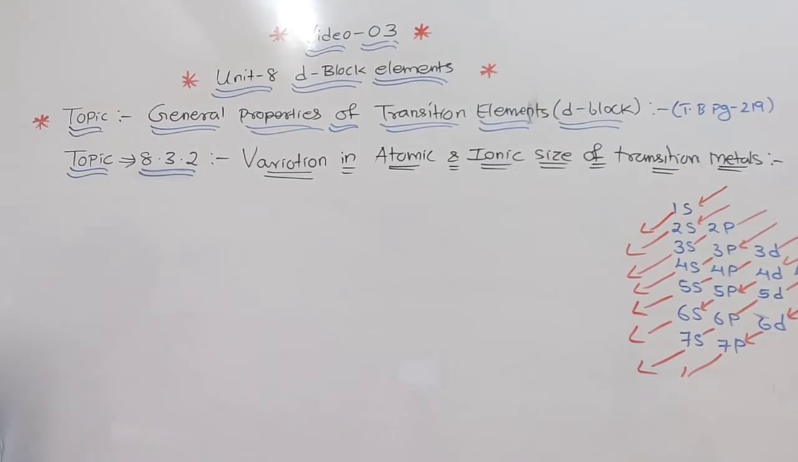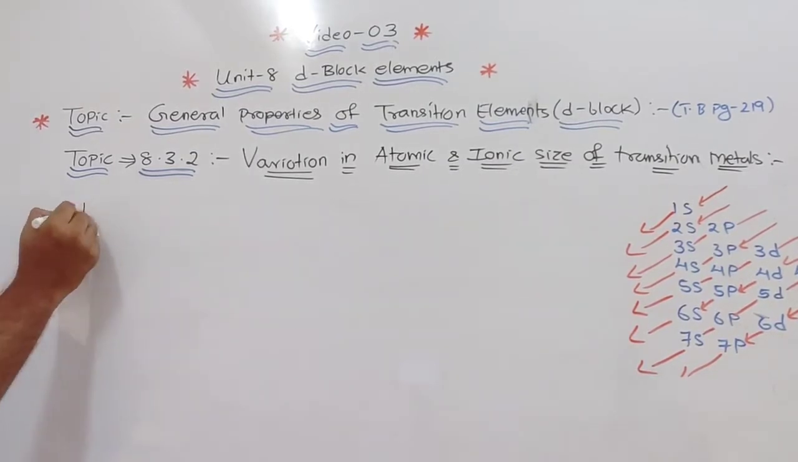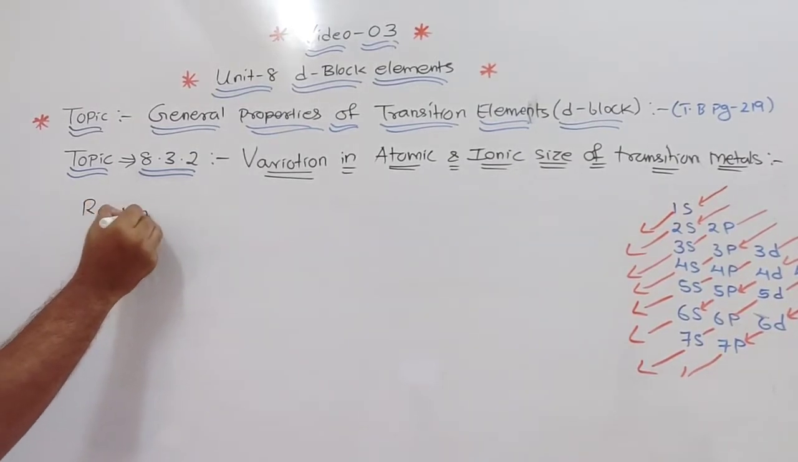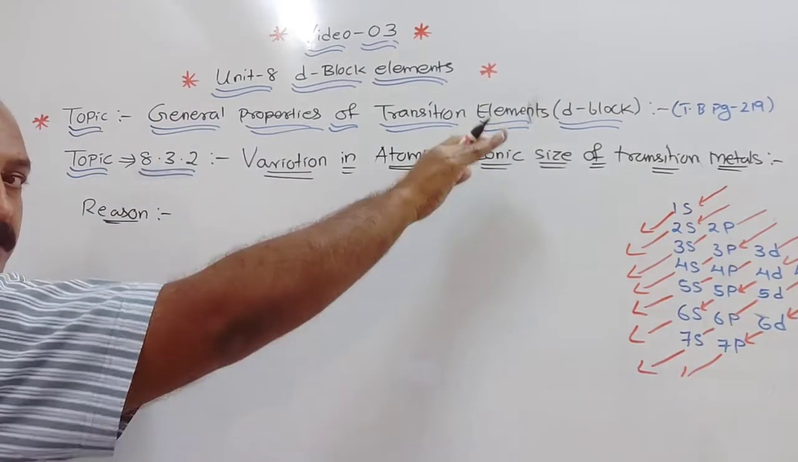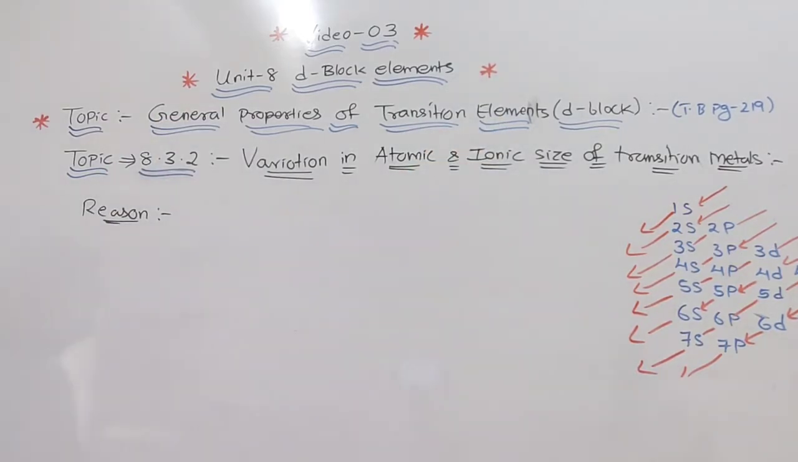Now, what is the reason for what we see? The trend is that it first decreases, then remains constant, and then increases at the end. The reason for this is the change in size. The decrease in size in the beginning is attributed to the increase in nuclear charge.